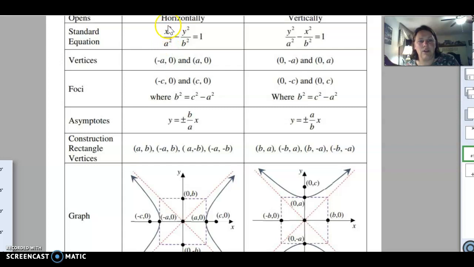Also, I want you to notice that if our transverse axis is parallel to the x-axis, so in this first one, our transverse axis is parallel to the x-axis, that means that our x squared comes first. Opposite here, if our transverse axis was parallel to the y-axis, then our y squared comes first. And then just notice that the distance A is always on your transverse axis. No matter if it's on the y-axis or on the x-axis, A is always on the transverse axis. So then your vertices, foci, everything is the same.